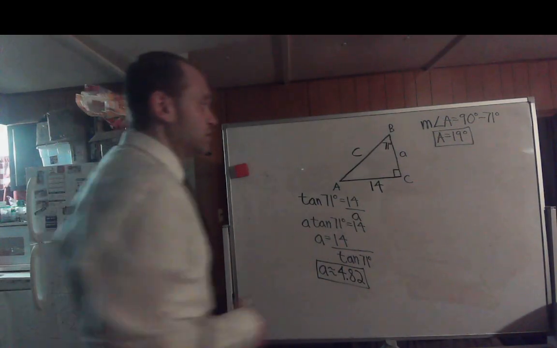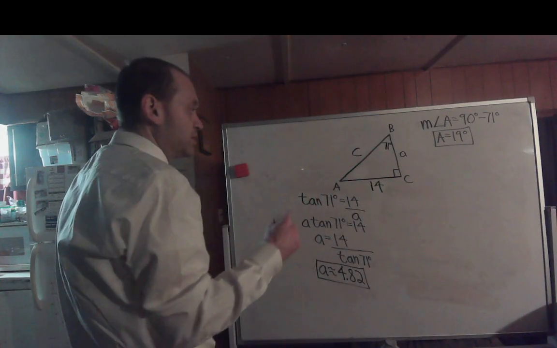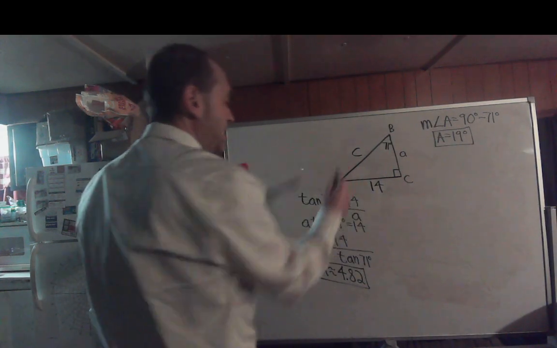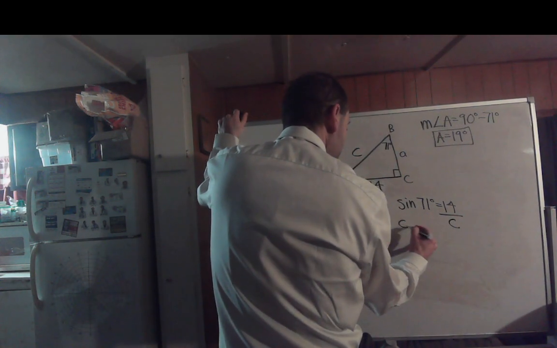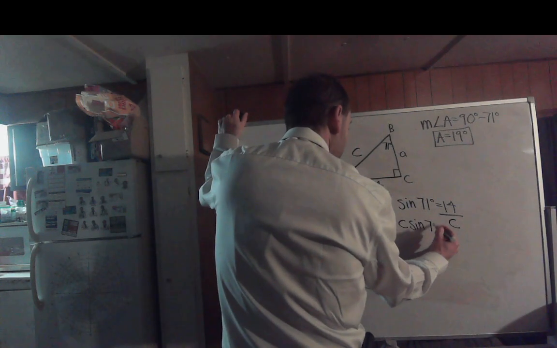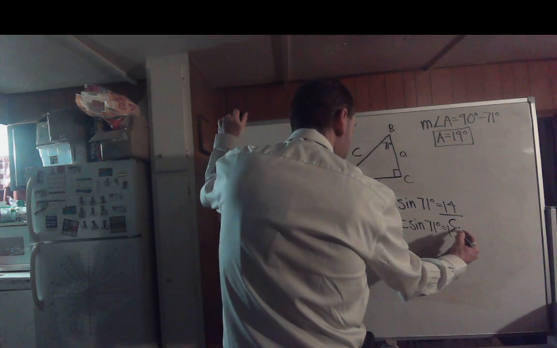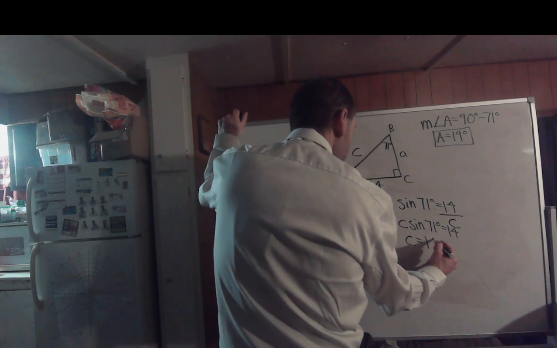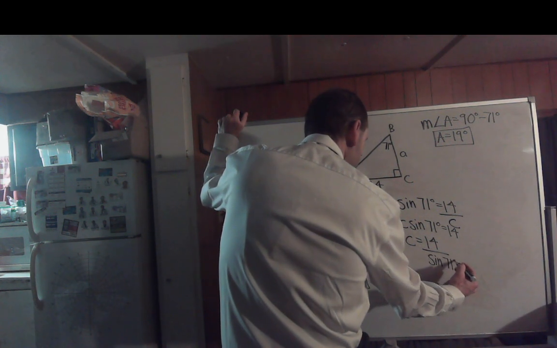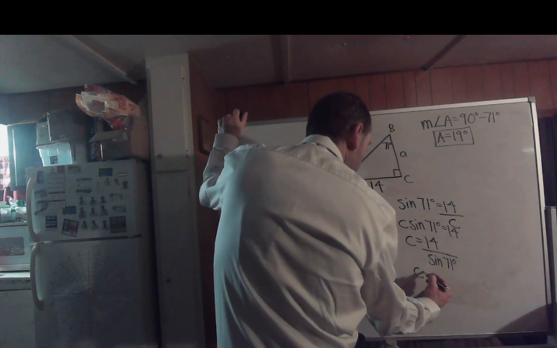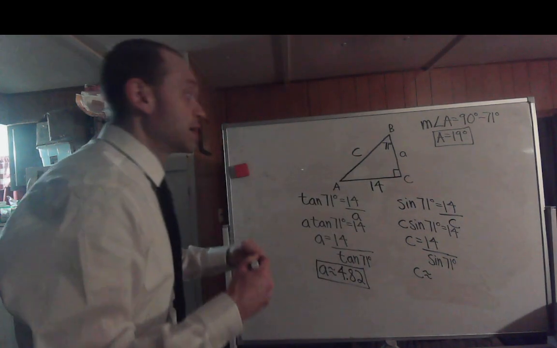Now, if we look at the 71 degree angle, we know opposite over hypotenuse is the sine ratio. So we can find C. That means that the sine of 71 degrees equals 14 over C. So C times the sine of 71 degrees equals 14. So C equals 14 divided by the sine of 71 degrees. And then now we can get a 2 decimal place approximation.